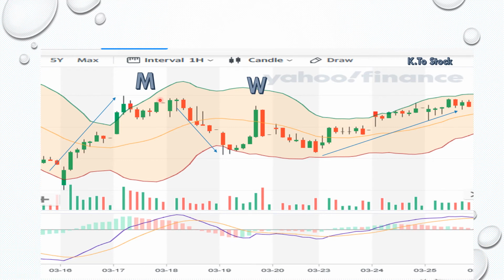What is the W pattern? When you are in a downward trend like this, the price makes a low peak outside the lower band and then bounces back inside and makes another peak inside the band like this. Then again the direction reverses and from downward it becomes an upward trend.